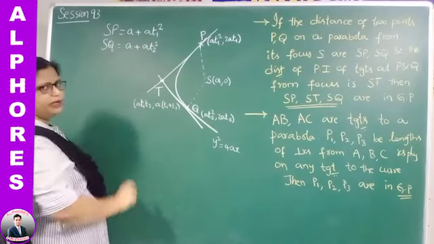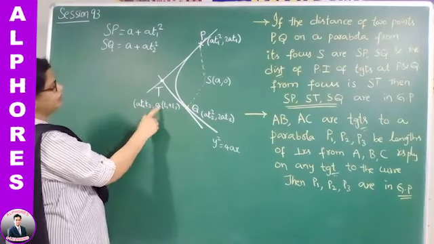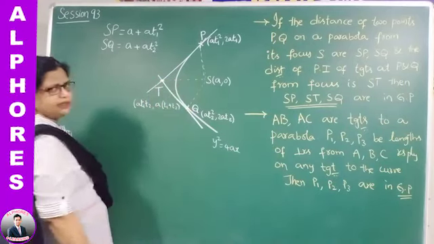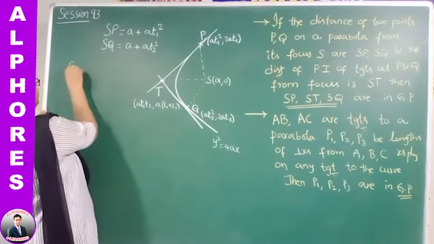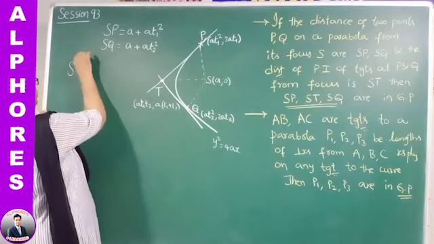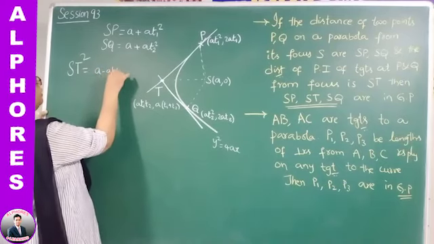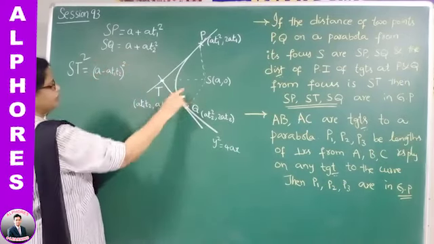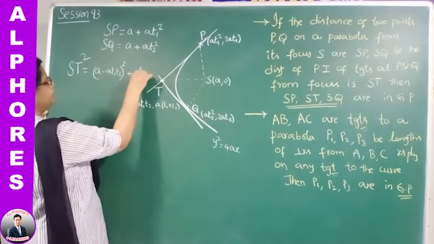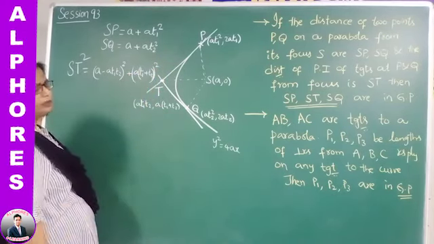And you know the point of intersection of tangents drawn at t1 and t2, that is (a t1 t2, a(t1 plus t2)). Now use the distance formula for ST. Taking ST square, it is (a minus a t1 t2) whole square, plus (a(t1 plus t2) minus 0) whole square. So this is the value we got from the distance formula for S and T.